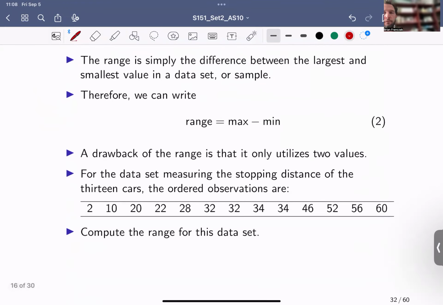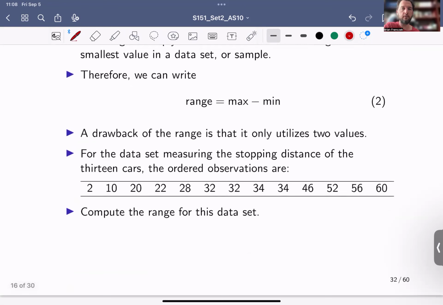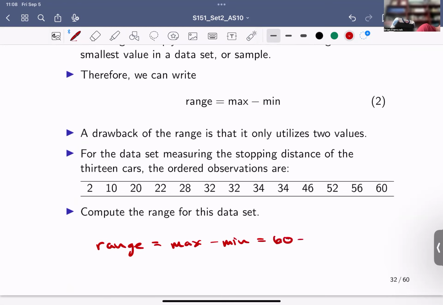Okay, so the range, as I had mentioned before, is a common measure of spread, very easy to find. It is simply the maximum minus the minimum for the data set that you're working with. So if we go back to our data set that had the 13 stopping distances of cars and we wanted to compute the range, we would simply have range is equal to max minus min, which is 60 minus 2, which is 58. All right. So that's it. The range is just the spread or the difference between the largest and the smallest value. And if we wanted to interpret that, we would just say between the highest and the smallest value, there are 58 feet, basically.